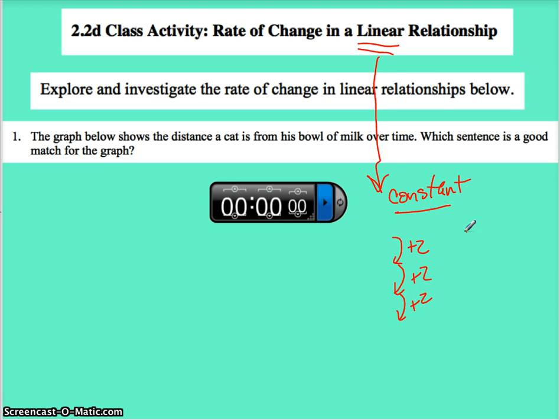Sometimes what you end up doing is adding a negative amount every single time, but you're still adding. And adding a negative looks like subtraction. But it's constant, it's always the same.